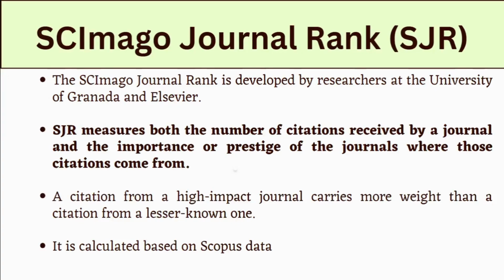Next, we will move to SCImago Journal Rank, SJR. SCImago Journal Rank was developed by researchers at the University of Granada and Elsevier, and SJR measures both the number of citations received by a journal and the importance or prestige of the journal where those citations come from. In other words, a citation from a high impact journal carries more weight than a citation from a lesser known one. It is calculated based on the Scopus data.